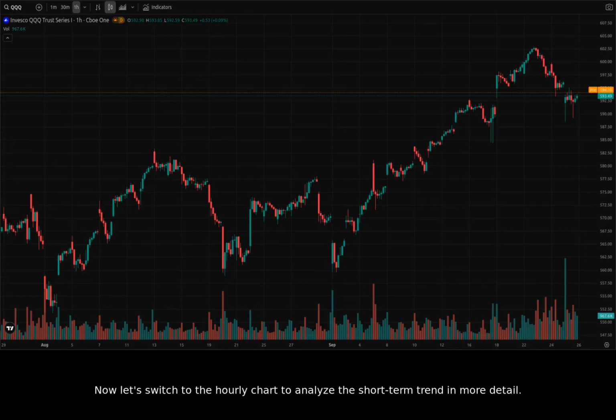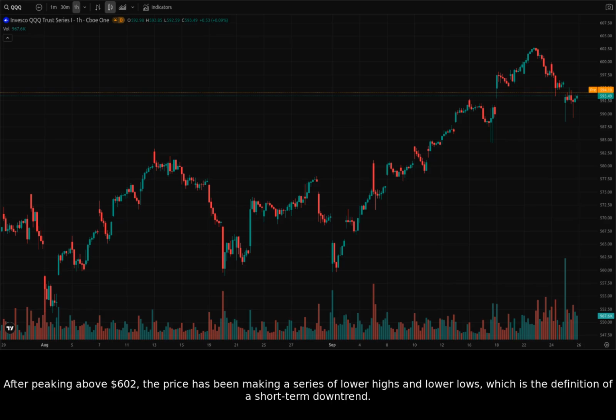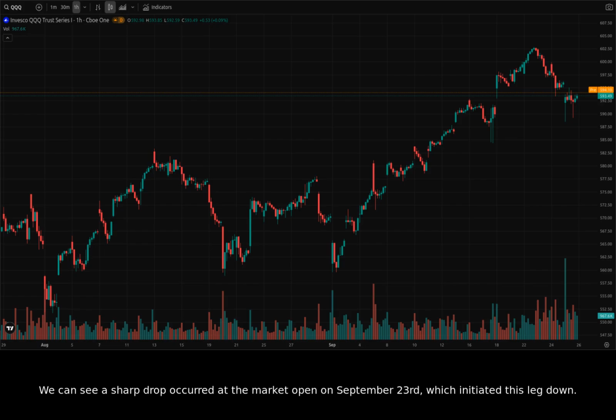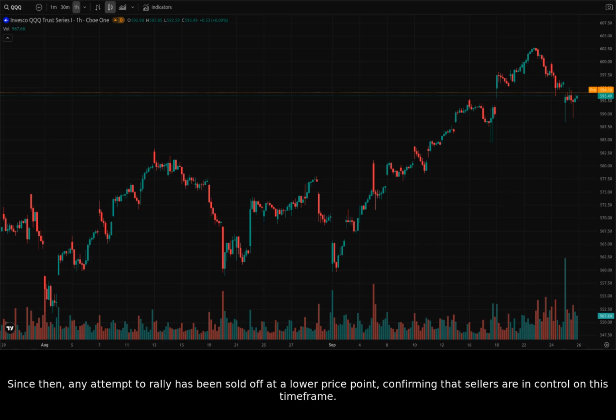Now let's switch to the hourly chart to analyze the short-term trend in more detail. Here, the breakdown from the highs is crystal clear. After peaking above $602, the price has been making a series of lower highs and lower lows, which is the definition of a short-term downtrend. We can see a sharp drop occurred at the market open on September 23rd, which initiated this leg down. Since then, any attempt to rally has been sold off at a lower price point, confirming that sellers are in control on this time frame.